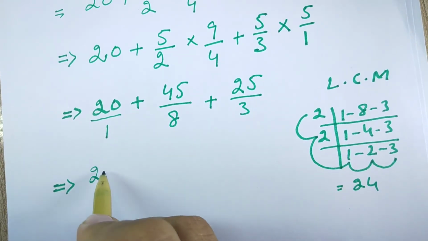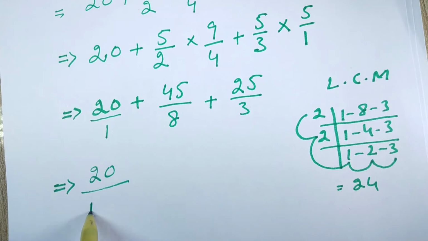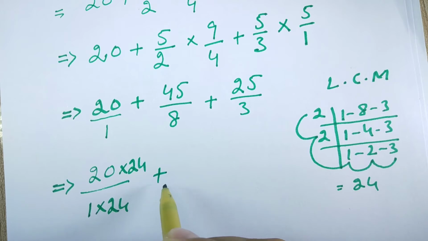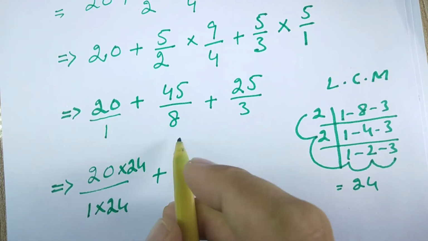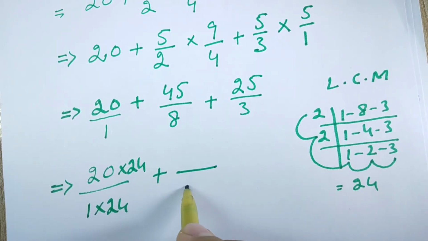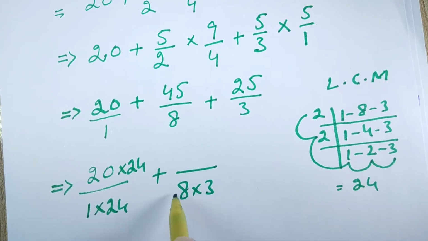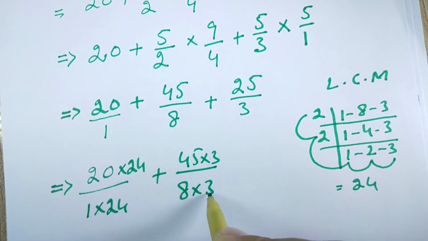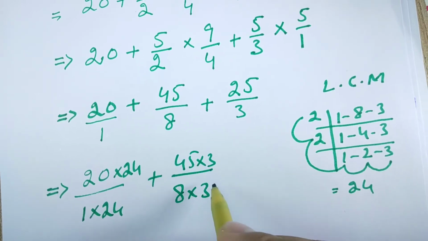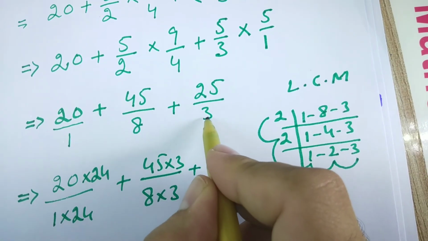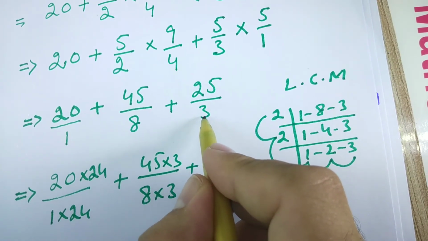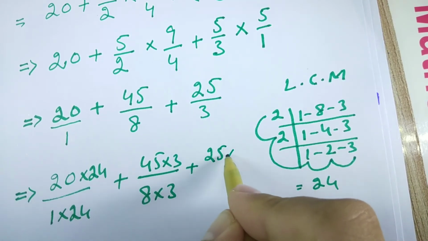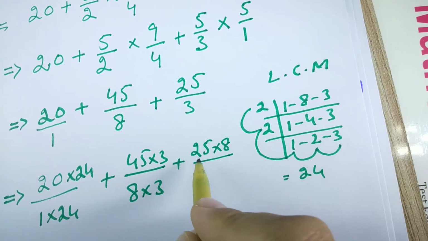So friends, 21 multiplied by 24, and multiplied by 24 plus 8 multiplied by 3, so the answer is 24. And 45 multiplied by 3, and 3 multiplying and dividing with 3, plus 3 multiplied by 8, so the answer gives us 24. Now multiplying and dividing with 8.